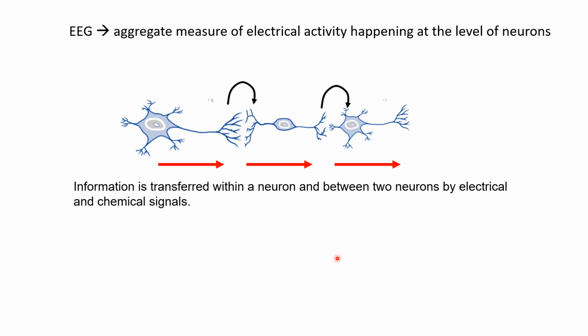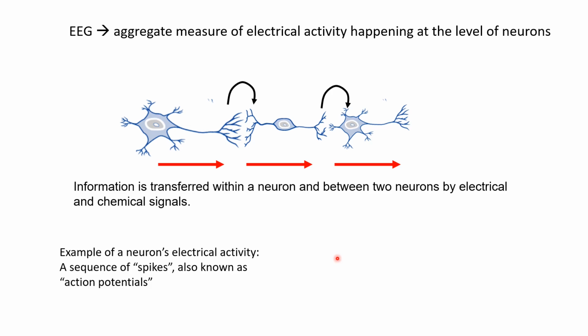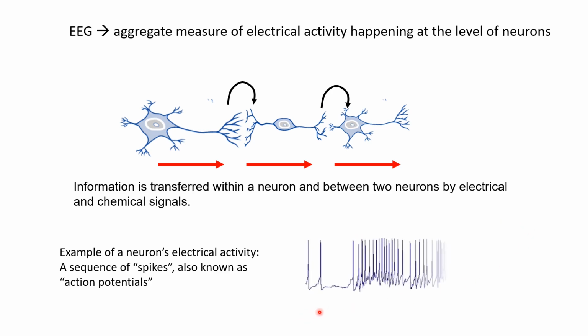How does this electrical activity look inside a neuron? Is it like the EEG waves, or is it different? So let's take a look. Now I'm going to show you a trace showing the activity inside a single neuron, and here it is. So this is how the electrical signal inside a neuron might look over time.